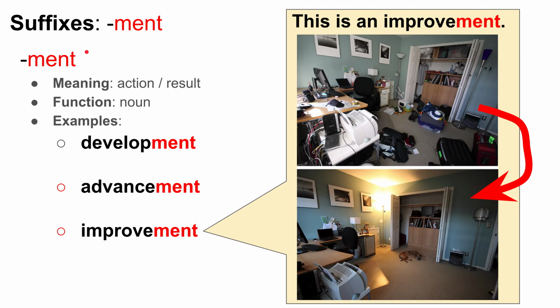What does ment mean? It means an action or the result. For example, he worked hard to improve his room. This is an improvement, the result. Some other examples of verbs using ment: develop, verb, development, noun. Advance, verb, advancement, noun. Improve, verb, improvement, noun.